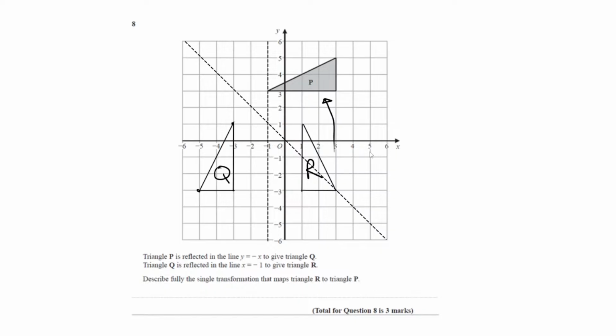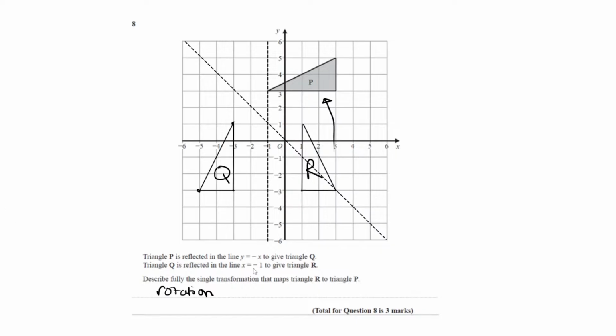What I would probably do is, you should be allowed tracing paper. Either they give it to you, or you might have to ask for the tracing paper. But I would just get some tracing paper, and then you can test it out if you want. So I would say that's a rotation. So let me write that down, rotation.